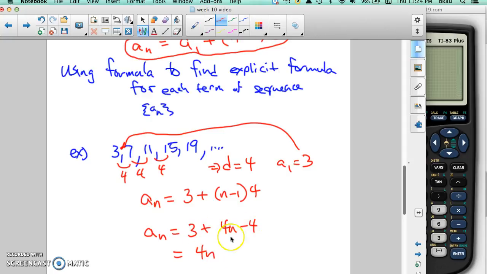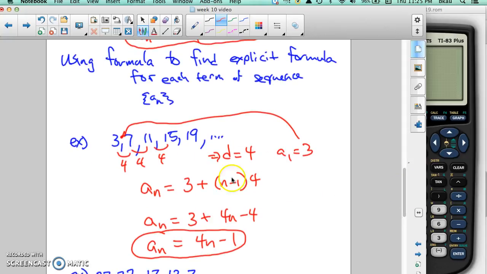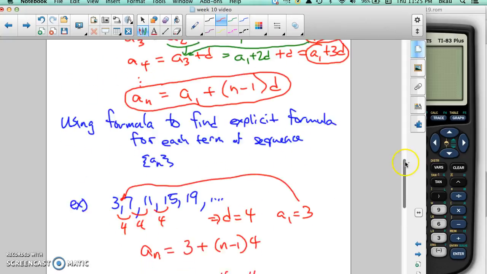We get 4n for not combining this, but we're combining a 3 and negative 4. We have 4n minus 1. So this is our general explicit formula. That means if we knew we wanted the 5th term, we would put 5 in there. If we knew we wanted the 6th term, we would put 6 in there. Okay? We would generate that from this formula up here.